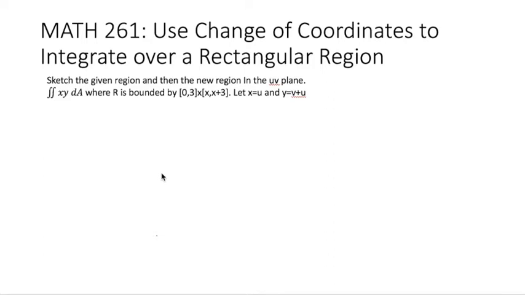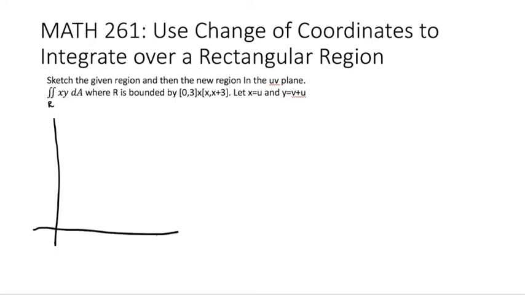My name is Amanda, and today we're going to be looking at Calculus 3, Math 261, using change of coordinates to integrate over a rectangular region. We're going to be looking at the example of sketching the given region and the new region in the UV plane, and we're also going to be solving for the integral. We're going to be solving for this double integral of xy dA in the region R, where R is bounded by y = 0, y = 3, and y = x + 3. And we're going to let x equal u and y equal v plus u.